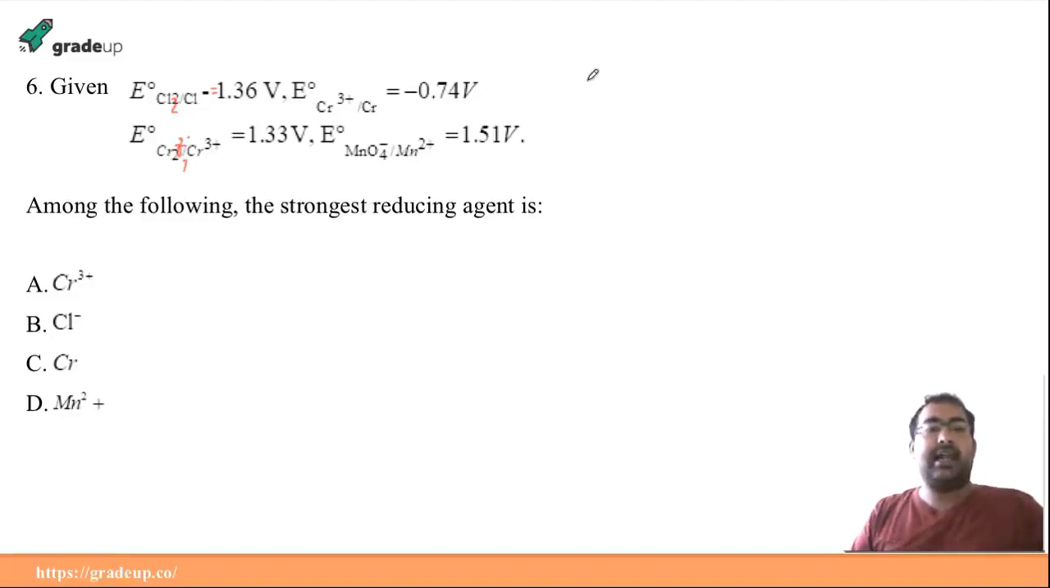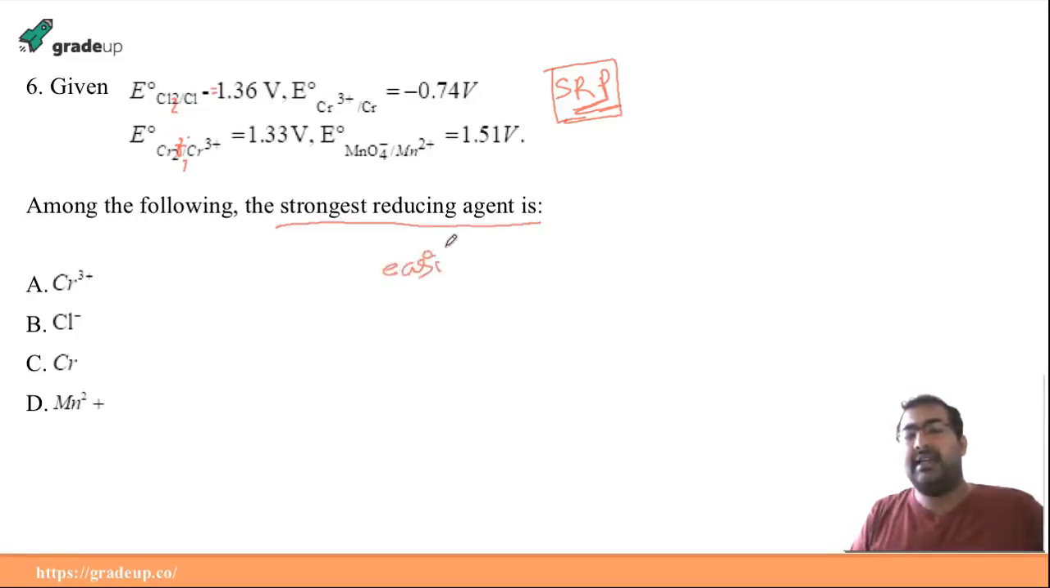These are the standard reduction potentials that have been given to you, or simply the reduction potential has been given to you here. And among the following, the strongest reducing agent is. So what is the strongest reducing agent? It should be easily oxidized.